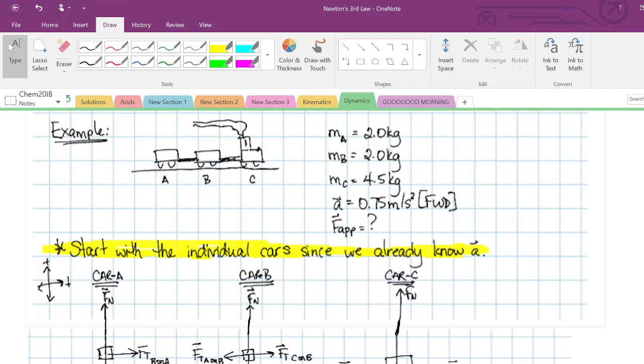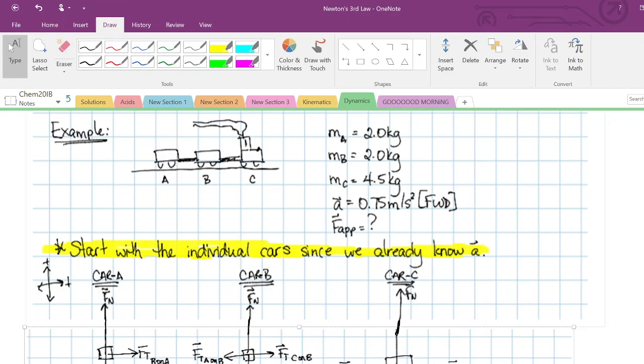Now, on car B, there's a little bit more happening. There's a tension force here on this rod from car C pulling on B. But remember that A is going to resist that pull. So it's going to pull back on car B. So there's going to be a force of tension from A resisting B pulling on it. So we have the force of tension of C on B and the force of tension of A on B.